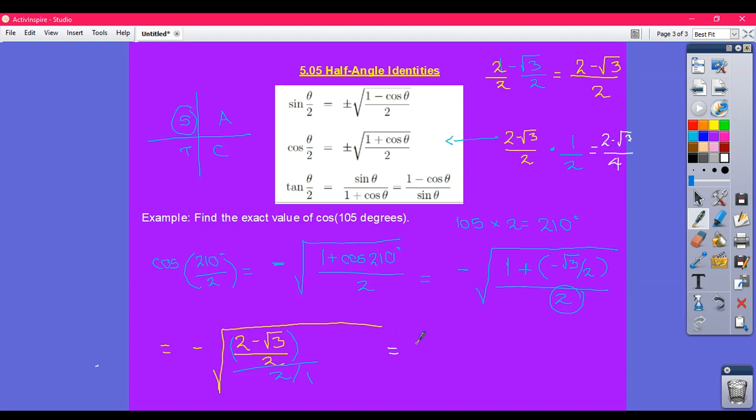So bringing this whole thing over, 2 minus square root of 3 over 4. Now, fun fact about fractions. When you have a radical or a square root over the fraction, you can square root each one individually. Meaning I can square root the numerator individually, which nothing happens because I can't square root 2 minus square root of 3, but I can square root the 4. Square root of 4 gives me 2.